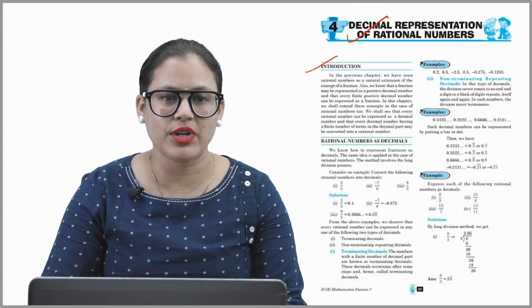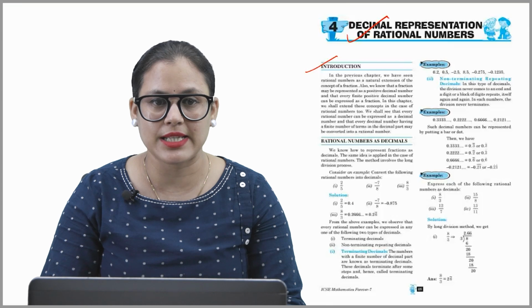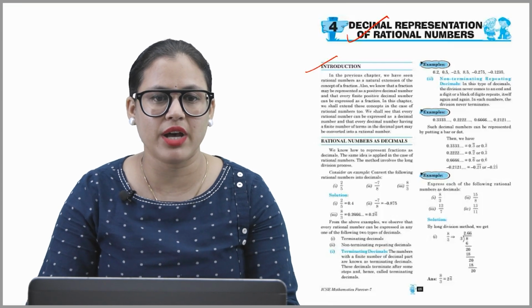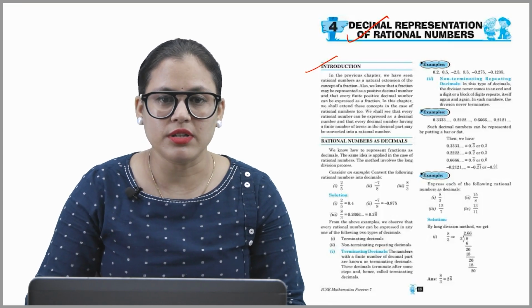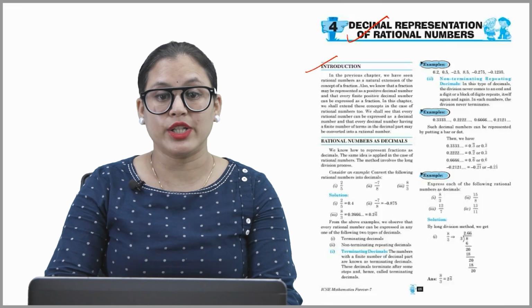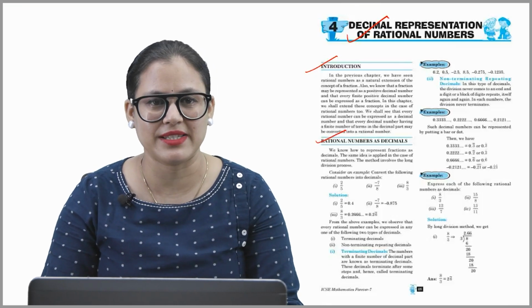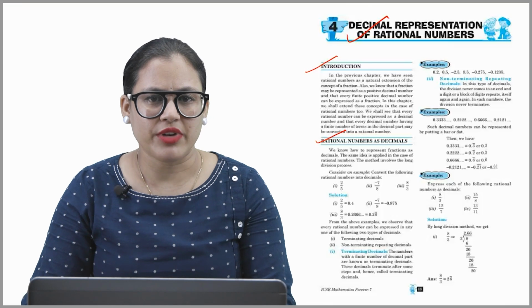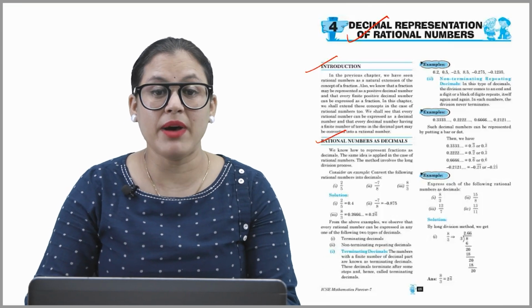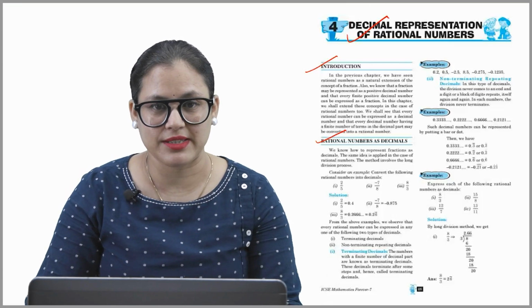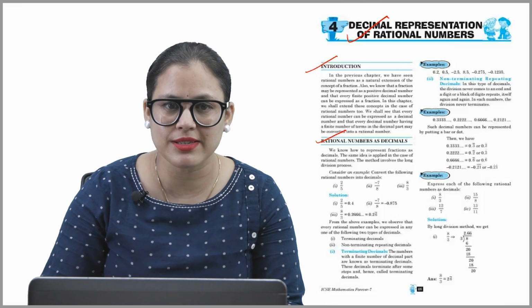We shall see that every rational number can be expressed as a decimal number and that every decimal number having a finite number of terms in the decimal part may be converted into a rational number. Okay? Rational numbers as decimals. We know how to represent fractions as decimals. The same idea is applied in the case of rational numbers. The method involves the long division process.